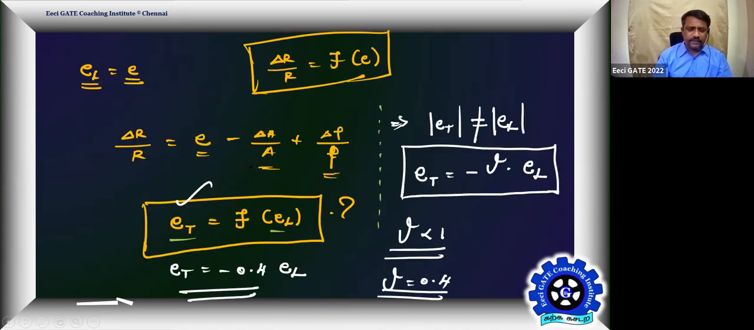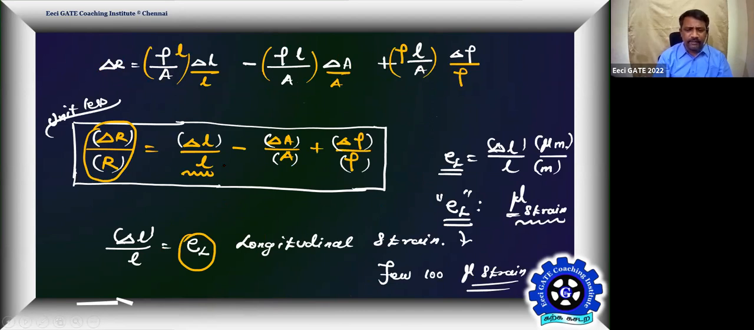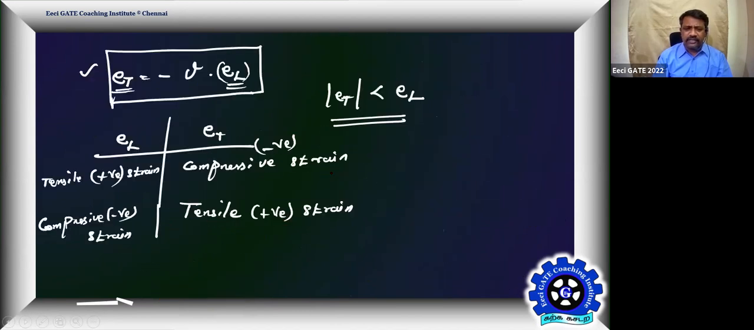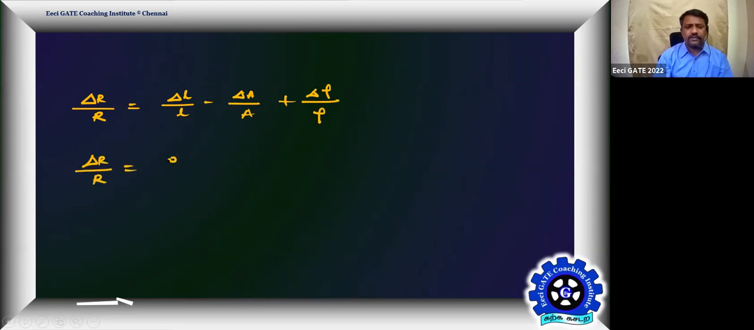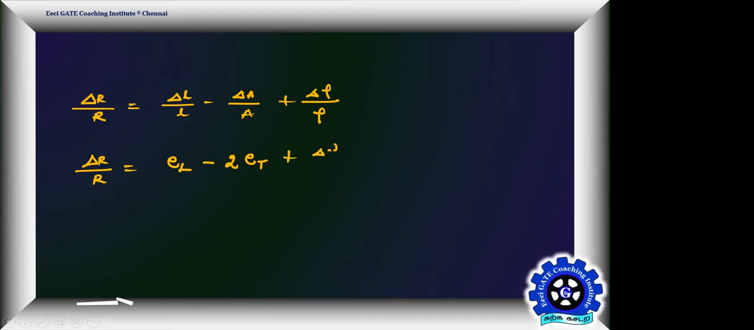Then see the expression. So this gives more meaning now. You got delta L by L, you got delta A by A, and you got delta rho by rho. So again get your expression for change in resistance. Once again, writing the equation delta R by R equals delta L by L minus delta A by A plus delta rho by rho. Then delta R by R is equal to EL minus delta A by A, which we know is 2 times ET, plus delta rho by rho. Agree, all of you?